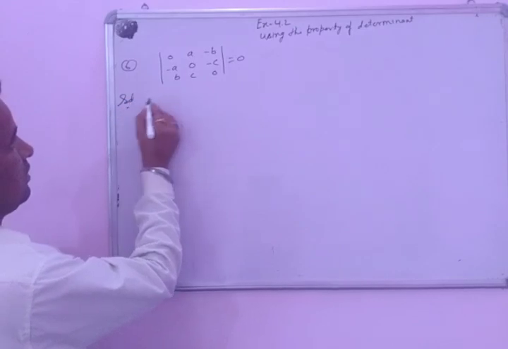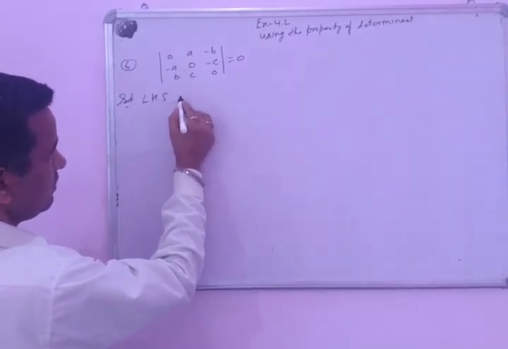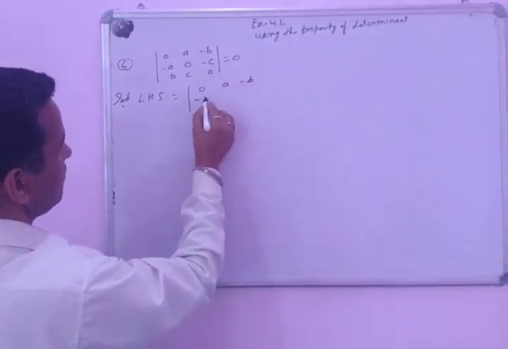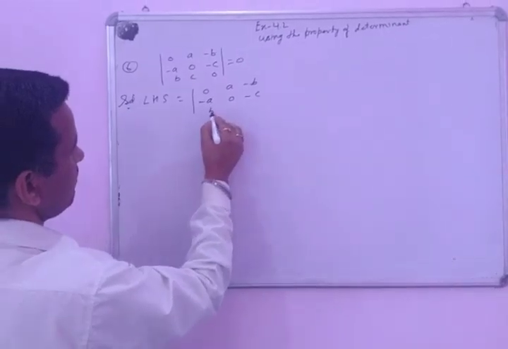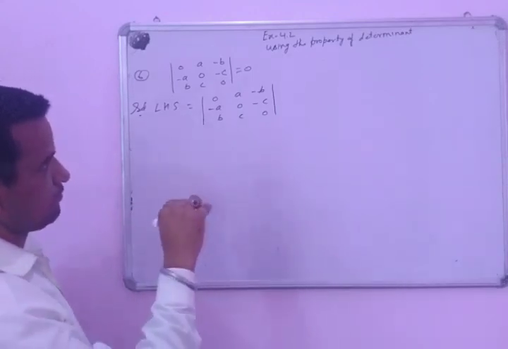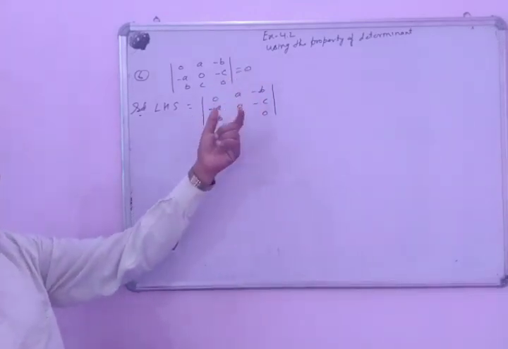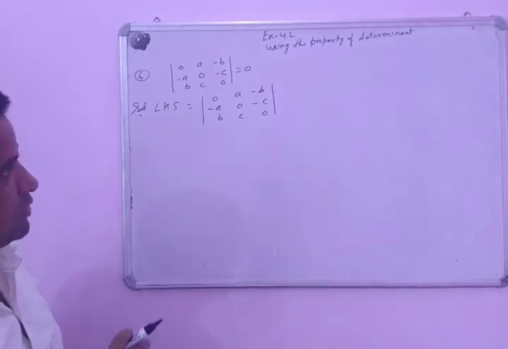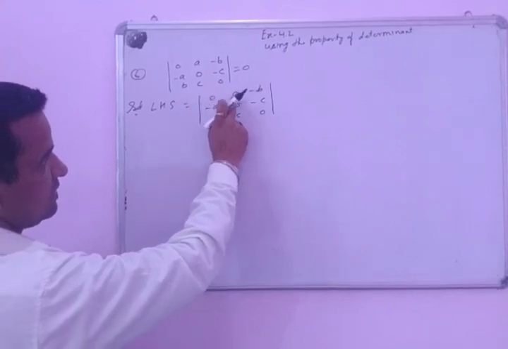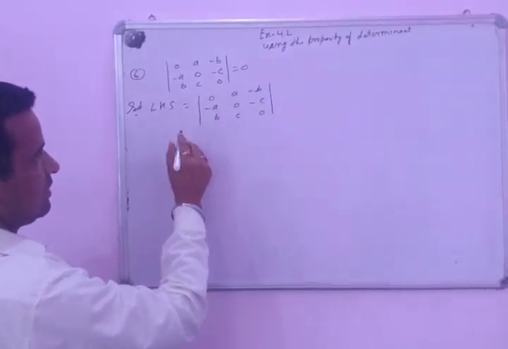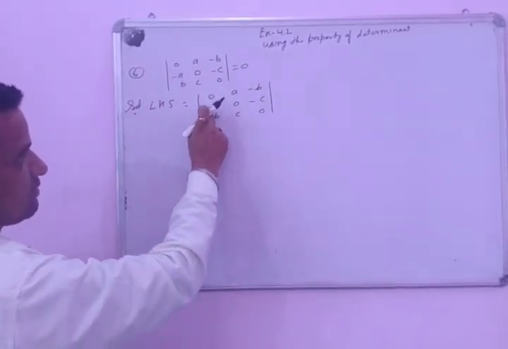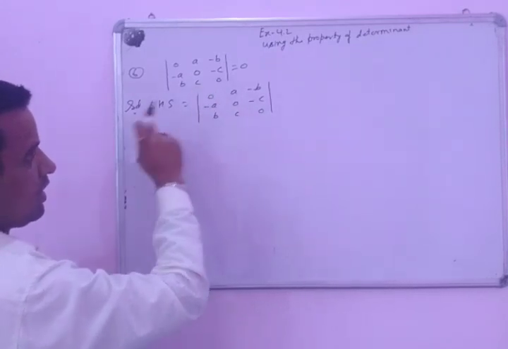Solution starts here. LHS part. What is the LHS part here? 0 A minus B, minus A 0 minus C, B C 0. Now observe this determinant. How to solve this question? Get the value of 0 here. Suppose we multiply R1 by C, then subtract, and then get the identical values of R1 and R3.